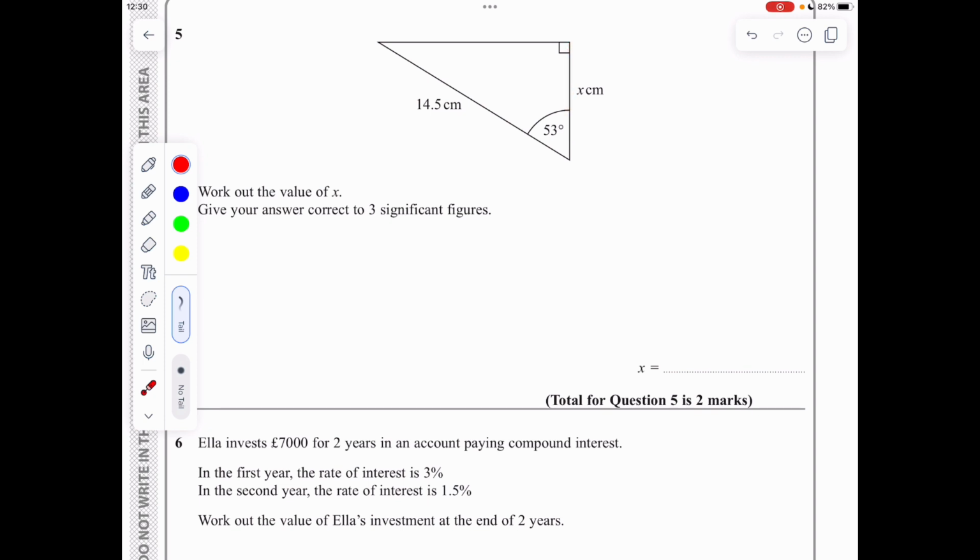Obviously, based on the fact that I'm working in a right angle triangle, I should be considering SOHCAHTOA. We've got the hypotenuse. X is the adjacent side, so we need to be using cosine. So cos of 53 is adjacent x over hypotenuse 14.5, and therefore I will cross multiply: 14.5 cos 53 is equal to x, and we need to give our answer to three significant figures. It turns out that 8.73 is the value for x.